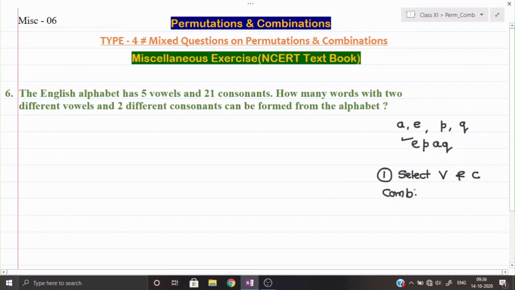Now tell me, first of all, how many vowels are there? We have a total of 5 vowels. Out of 5 vowels, how many are we selecting? 2. So the selection of vowels can be done in 5C2 ways. Similarly, out of 21 consonants, we select 2 consonants, which can be done in 21C2 ways.